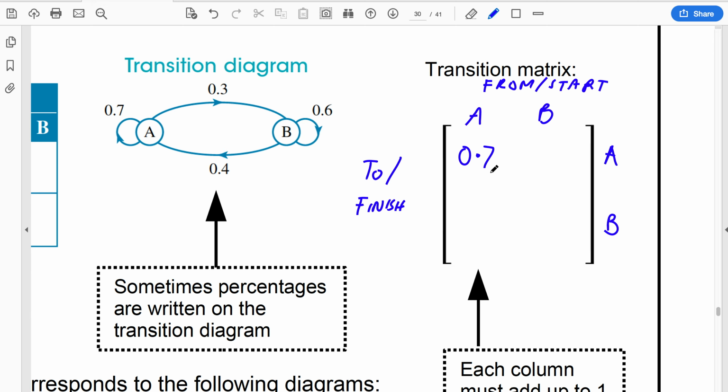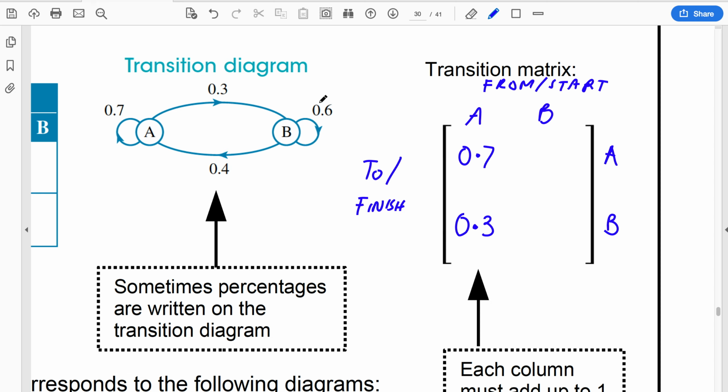And that means that 30%, the rest of them, must be going to B. So not going anywhere else. We're talking about movement just between these two warehouses. And so that's why we can see that the column must add up to 1. You've got your 70 and your 30% giving us all of the trucks that started from A.